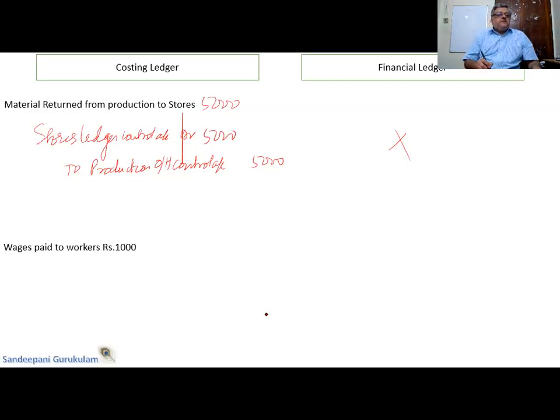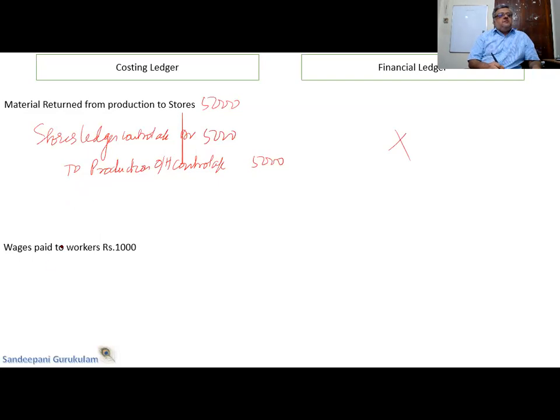Wages paid to workers. Remember your cost sheet. It's more or less borrowed from the cost sheet. See, the cost sheet is in a statement form, so this comes in a T format. When you go for the ledger directly in the coming classes, it will be in T format. Mostly, the terminologies will be what you use for the cost sheet.